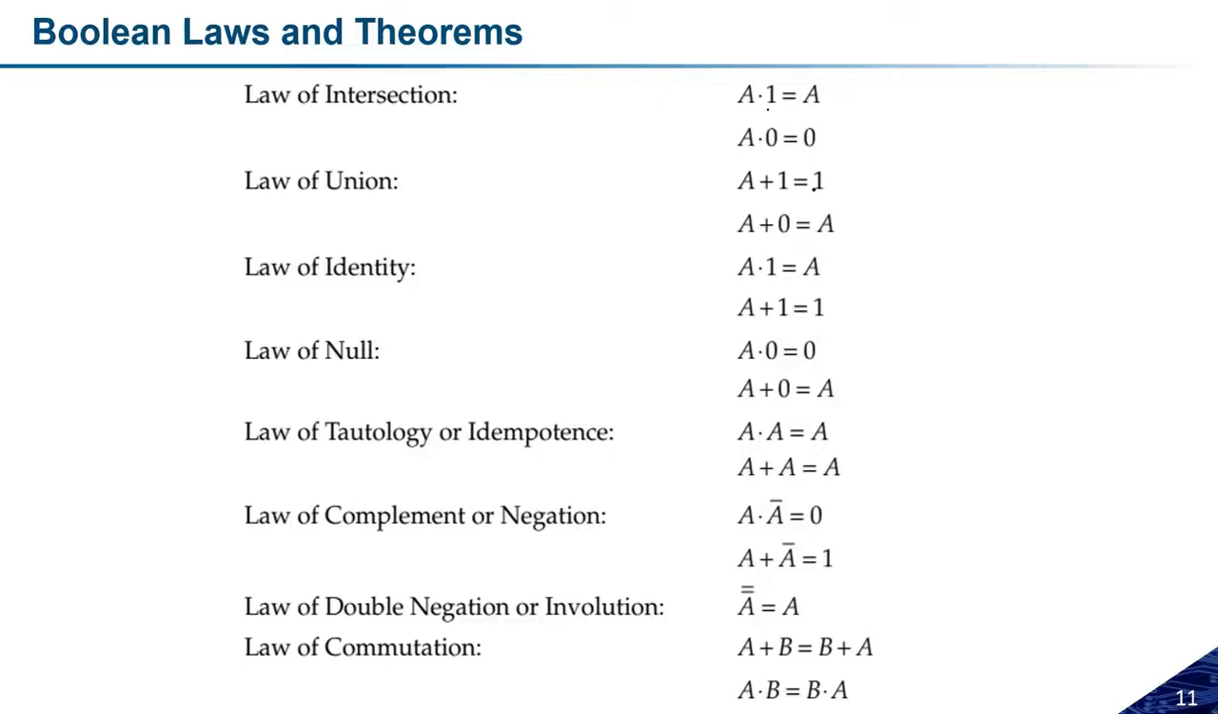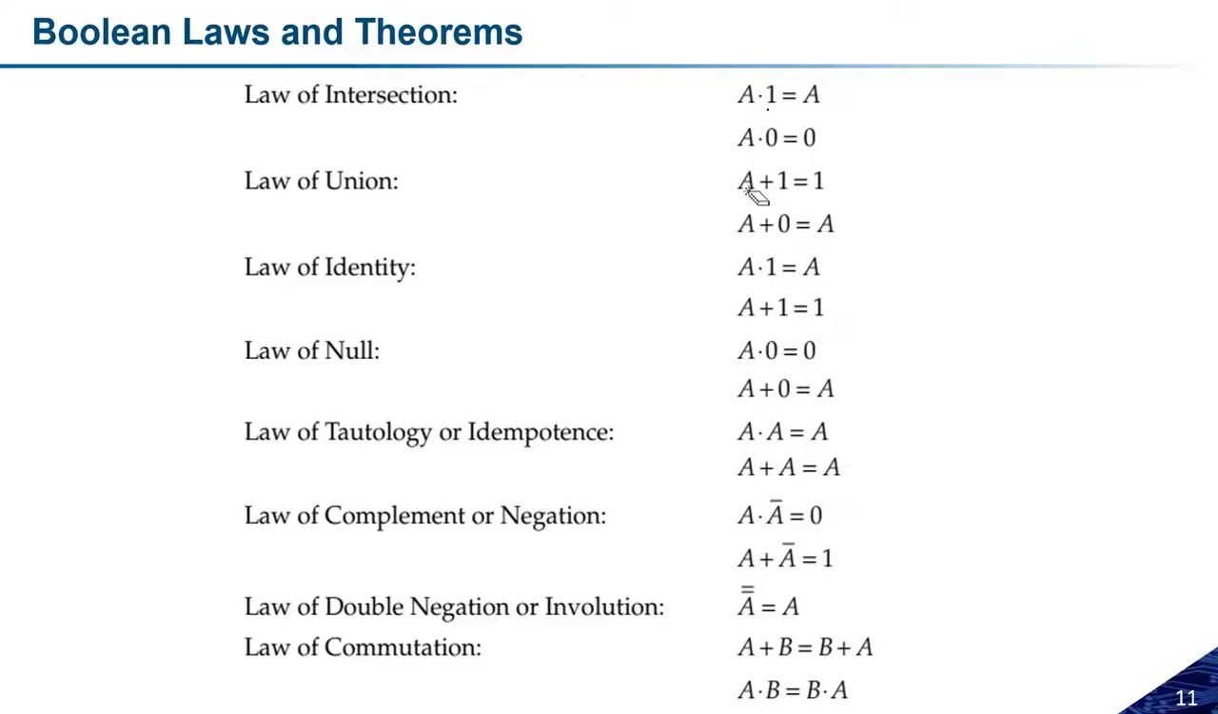So the law of union is like A plus 1 and A plus 0. We discussed all these things before, so I think I don't need to put too much stress on how it is coming. A plus 1 is always 1, A plus 0 is always A. So this is what we discussed already, right?